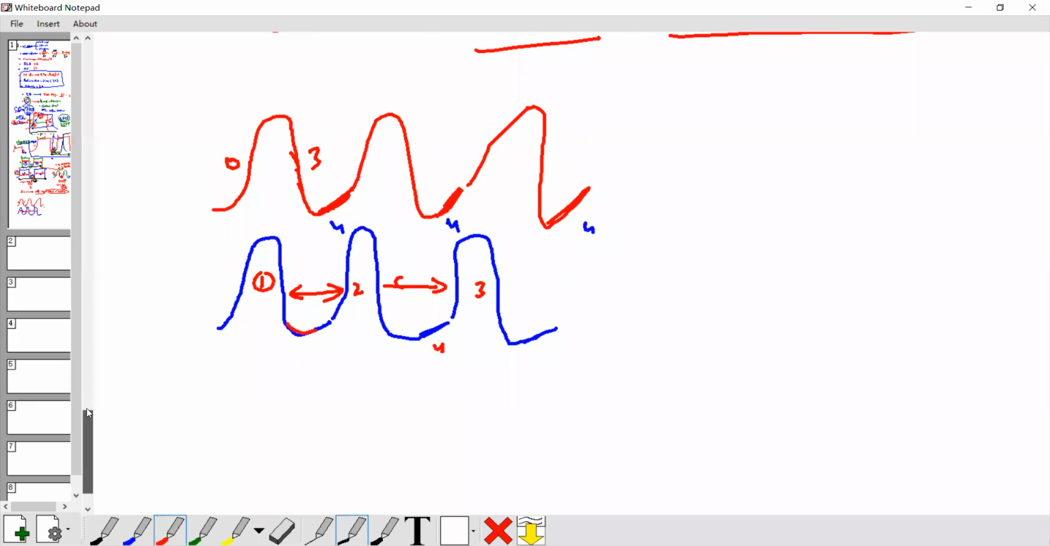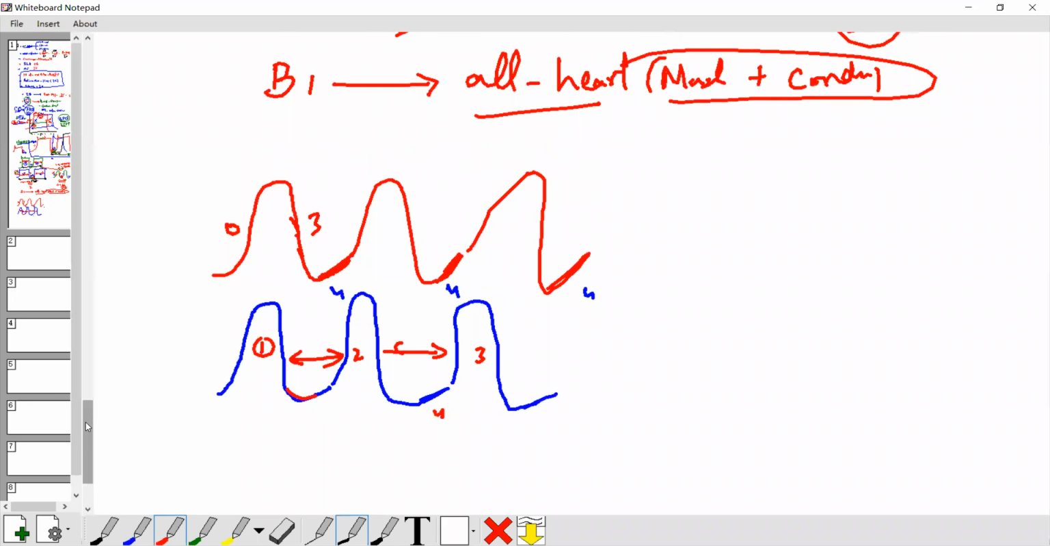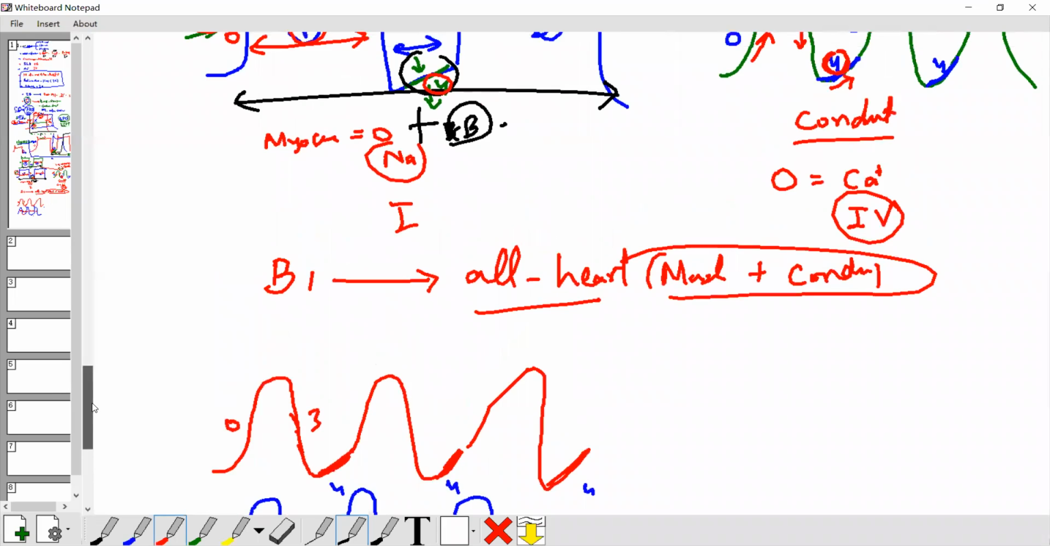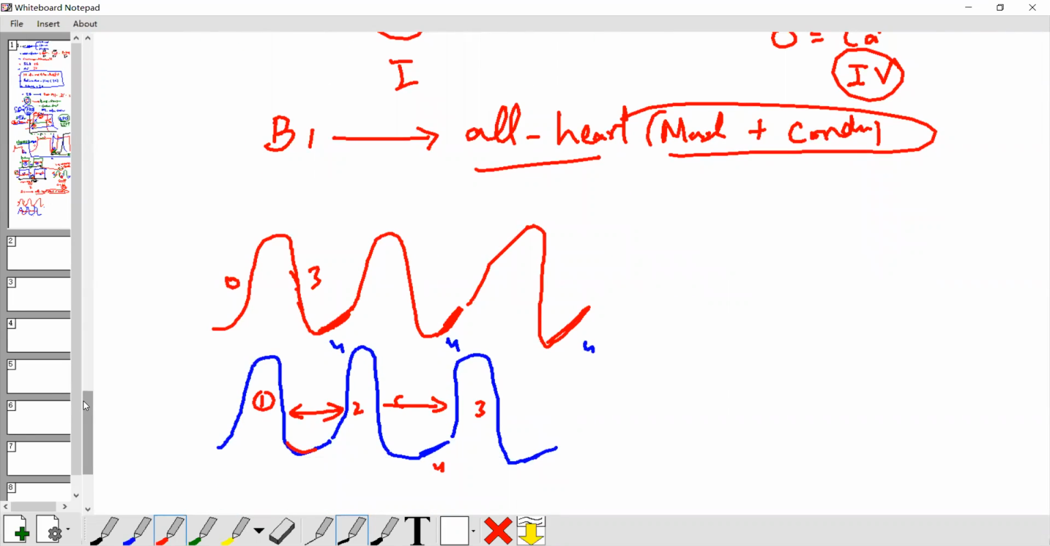So you can use a beta blocker if the arrhythmia is due to the nodal system. If any person comes to you having sinus tachycardia, what can you use? You can use a beta blocker. Can you use a sodium blocker? A patient comes to you with sinus tachycardia.